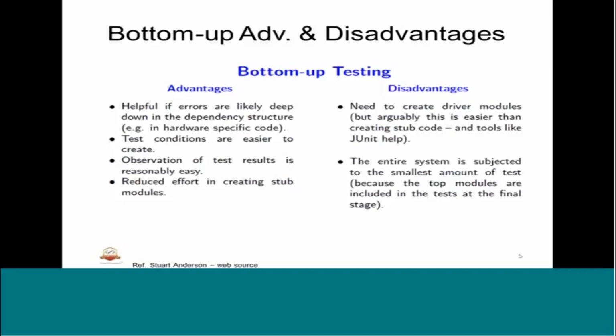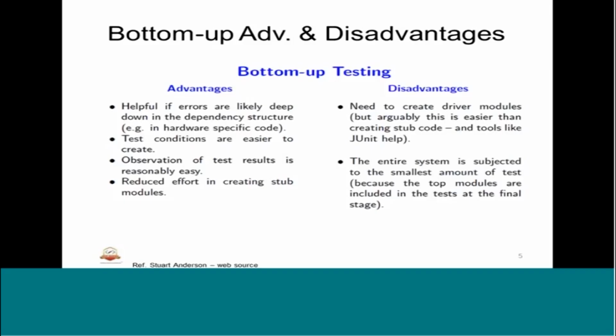The disadvantage is that we need to create driver modules, but arguably this is easier than creating stub code, and tools like GUnit are what he has referred to. So let's not bother about that. But basically, driver modules we need to create. So we need to have an understanding of that. That's a disadvantage. But it's easier than creating the stub because we can see the code and we can derive the values we need to develop the driver.